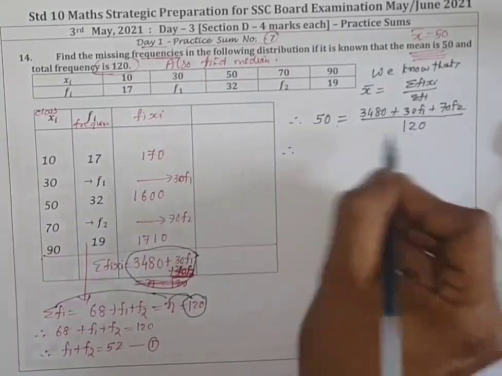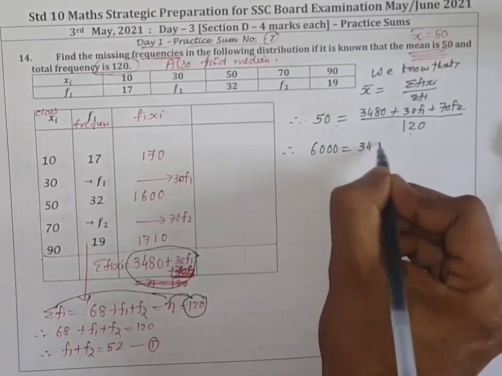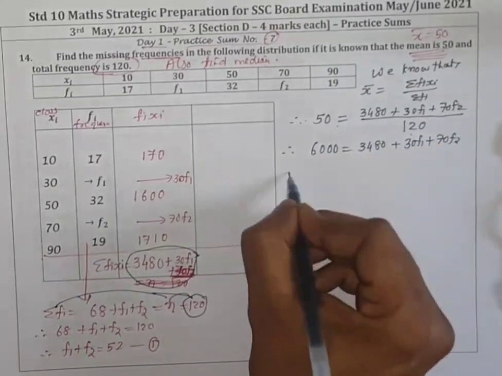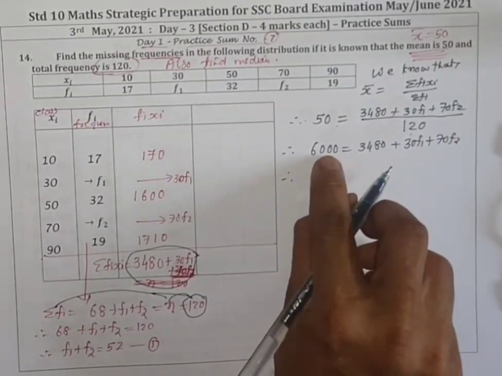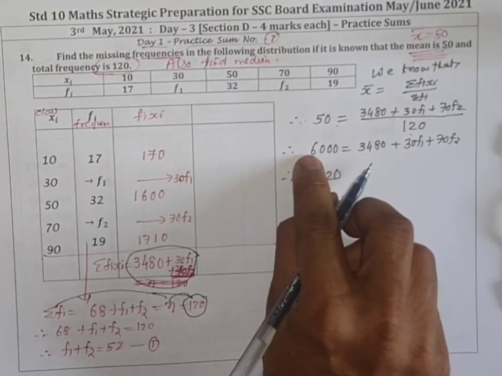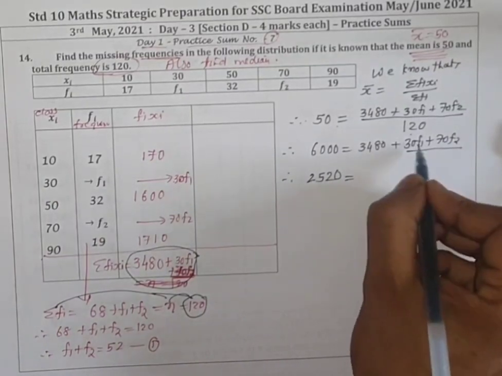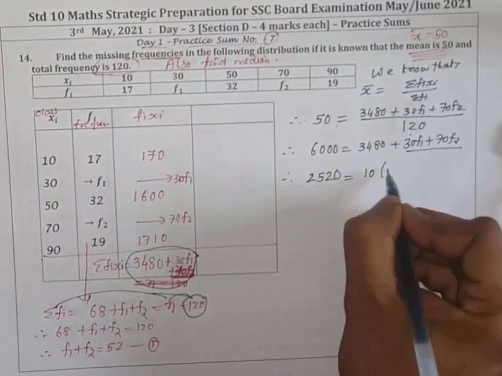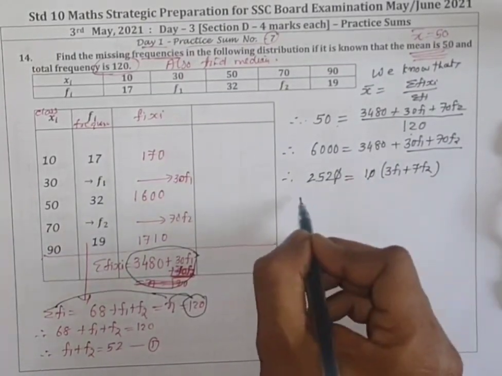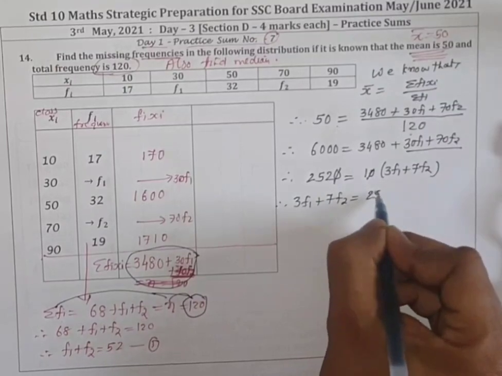Be careful now. 120 multiplied by 50. 12 5s are 60 and 2 zeros. That is 3480 plus 30 f1 plus 70 f2. ये सब्ट्रैक्ट कीजिए. 0 minus 0 is 0. ये 10 होगा, 10 minus 8 is 2. ये 9 होगा, 9 minus 4 is 5. और ये 5 हो गया, 5 minus 3 is 2. That is equal to, ये दो टर्म रहे 30 और 70 में 10 कॉमन. So 3f1 plus 7f2. This 0 will cancel. So you got 3f1 plus 7f2 is equal to 252.